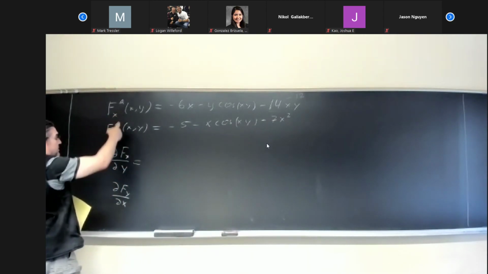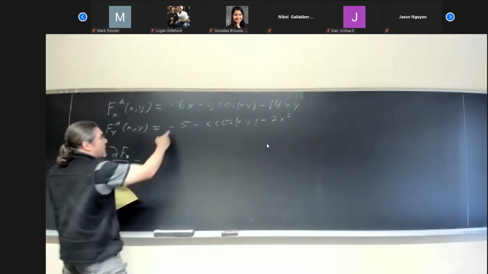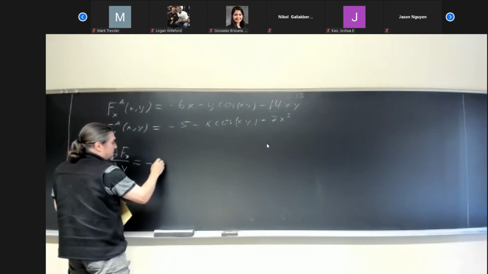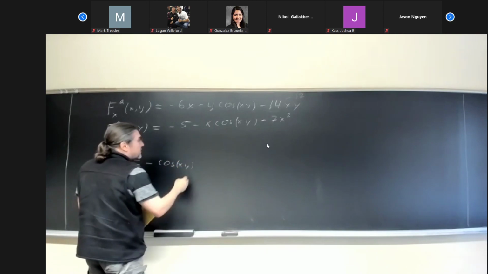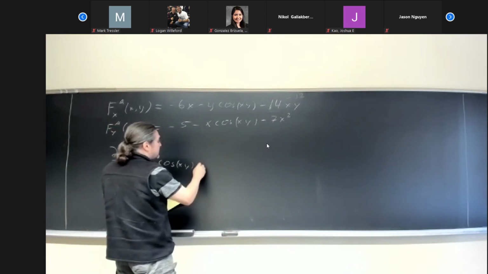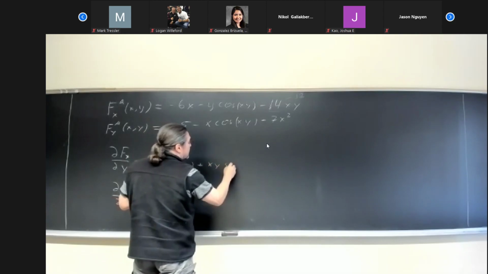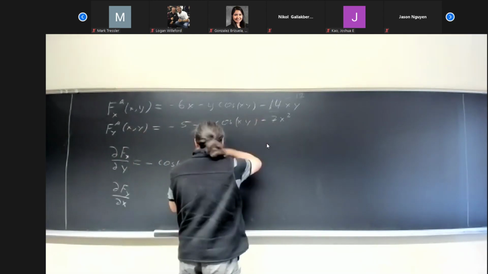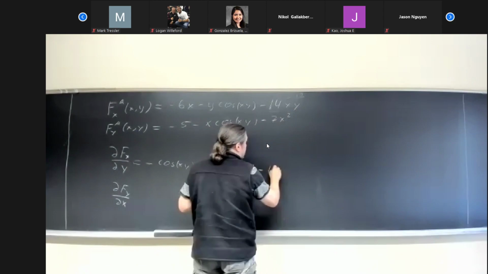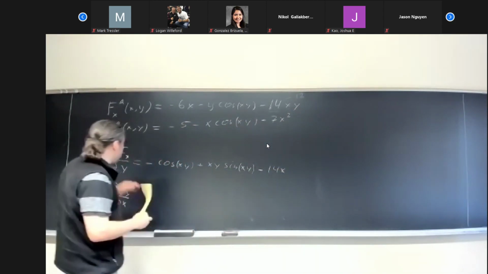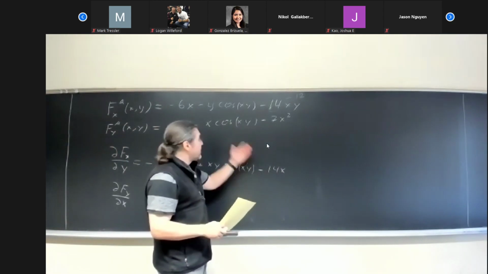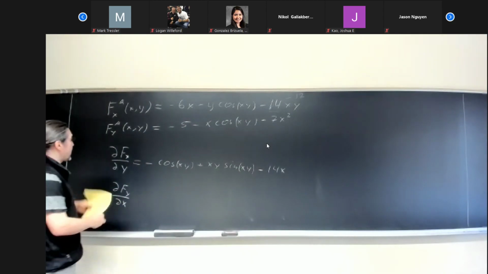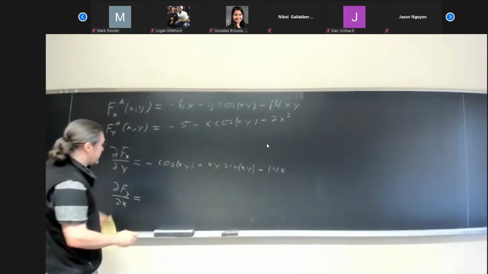So you take the x component of the force and differentiate with respect to y. This term does not depend on y, so it gives 0. This one gives you minus cosine xy, then plus xy sine xy, right? And this one I differentiate with respect to y, so it gives me minus 14x. When you take this derivative, you treat x as a constant and just take the derivative of the function which you have.